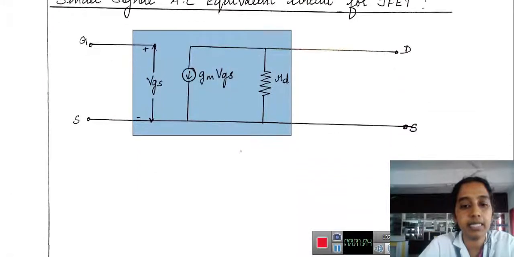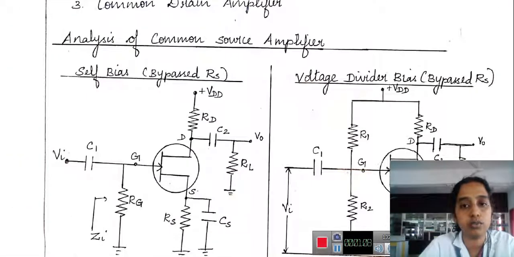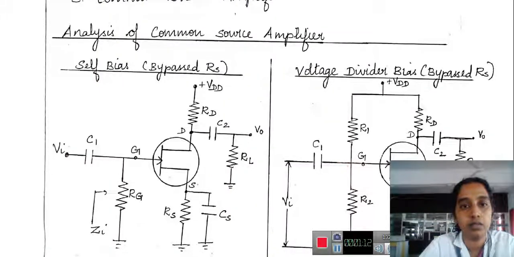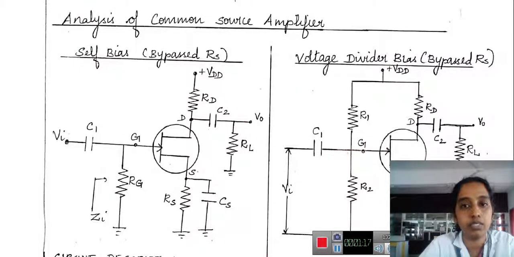Now let us see the analysis of common source. Here in the common source, we are going to see about self bias and voltage divider bias. Here we are seeing self bias. Here we are going to see voltage divider bias. And we have bypassed condition and also unbypassed condition.